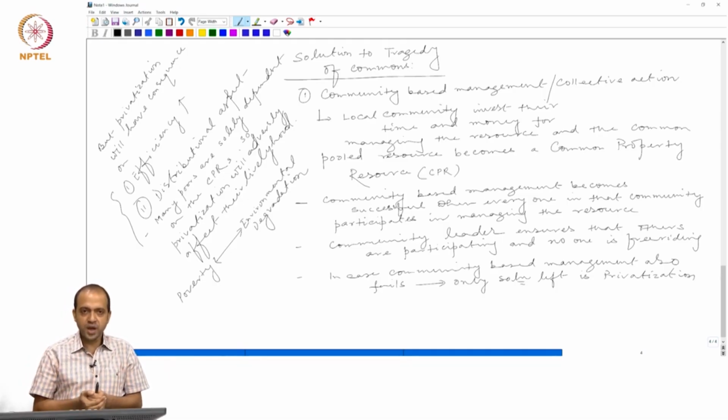So, designing institutional arrangement requires careful thinking about its impact on the local community.